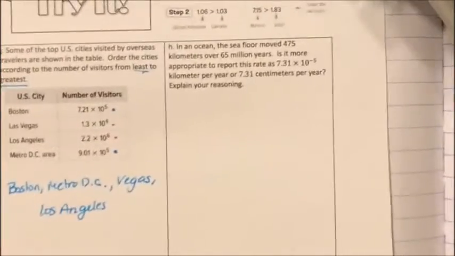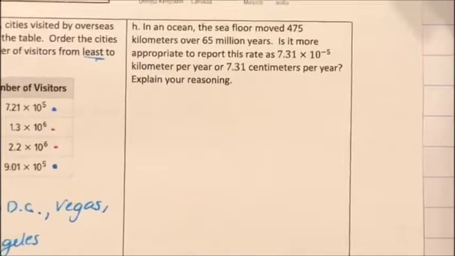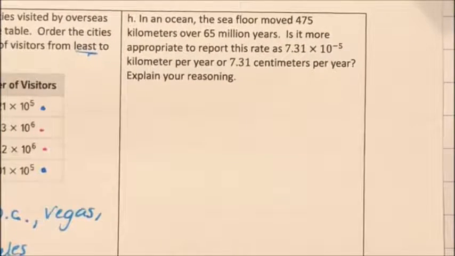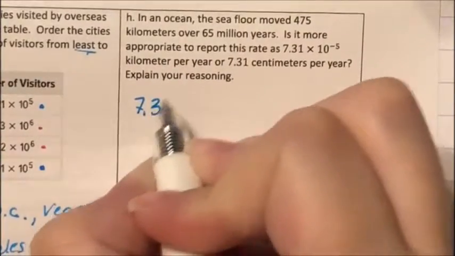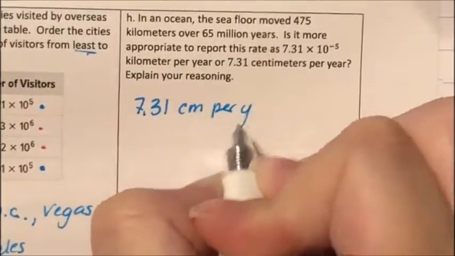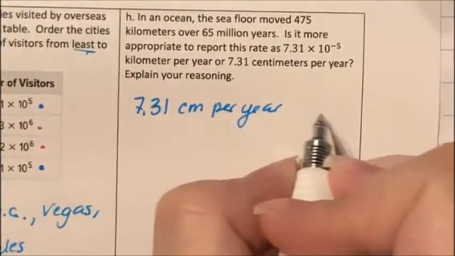All right, my last try it problem, letter H, says, in an ocean, the sea floor moved 475 kilometers over 65 million years. Is it more appropriate to report this rate as 7.31 times 10 to the negative fifth kilometers per year or 7.31 centimeters per year? Explain your reasoning. Okay. So if I'm looking at this, it makes more sense to do centimeters per year. So the number is very small.